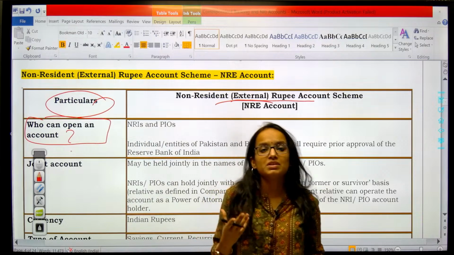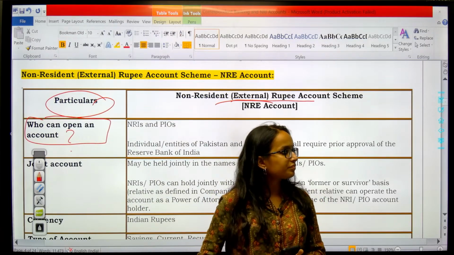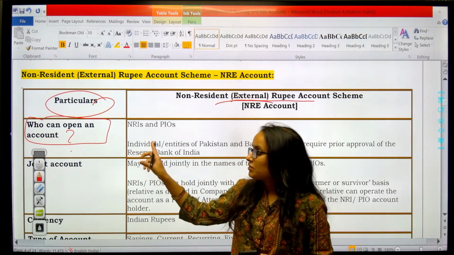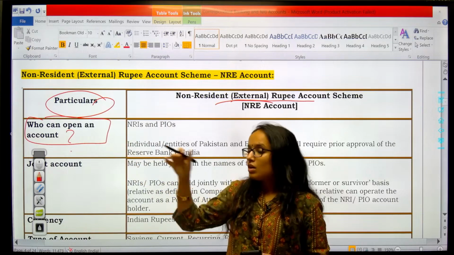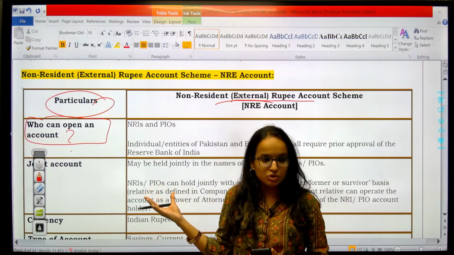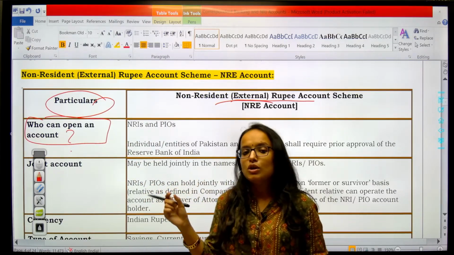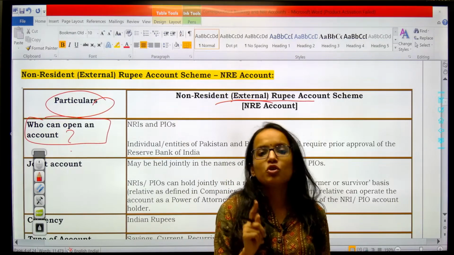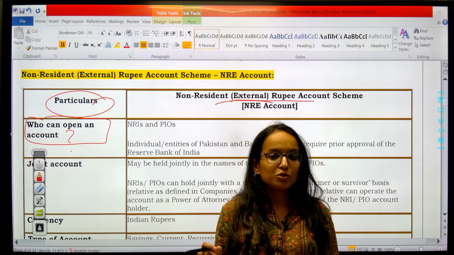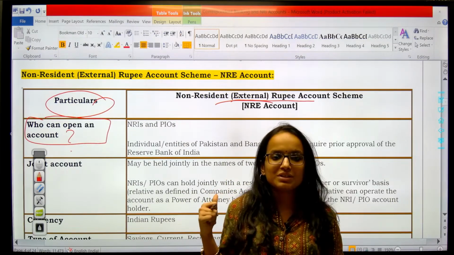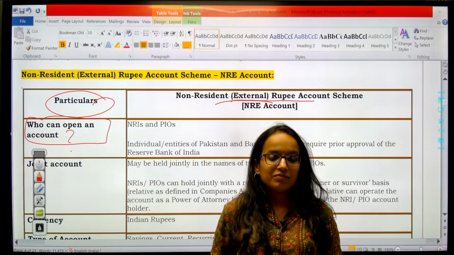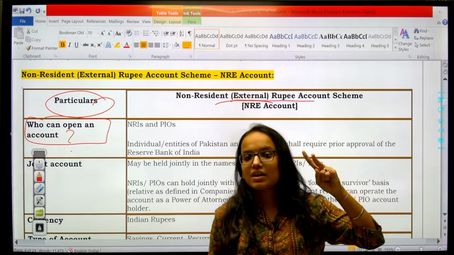This is the very first question we need to address, right? Who can open this account? Who all are eligible? Your NRIs and your PIOs. That's why we did the definitions earlier, before this class. In the second class, we discussed all the definitions of NRI and PIO.